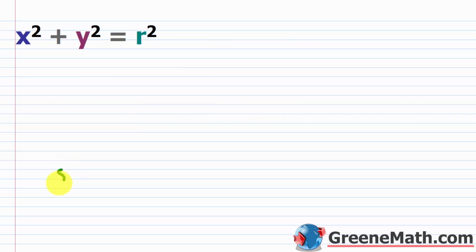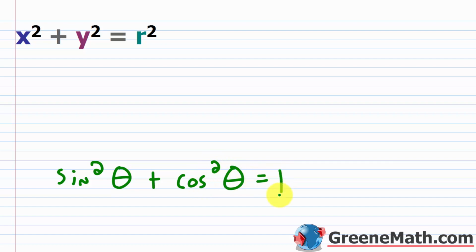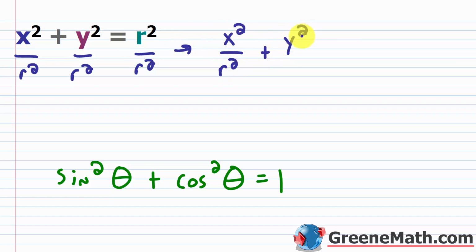We have sine squared theta plus cosine squared theta is equal to 1. We'll see other ways to do this when we get to the unit circle. For right now, we're just going to divide everything by r squared. And we know that r squared divided by r squared would be 1. So this is now x squared over r squared plus y squared over r squared is equal to 1.